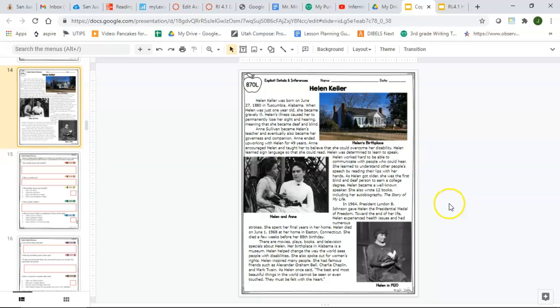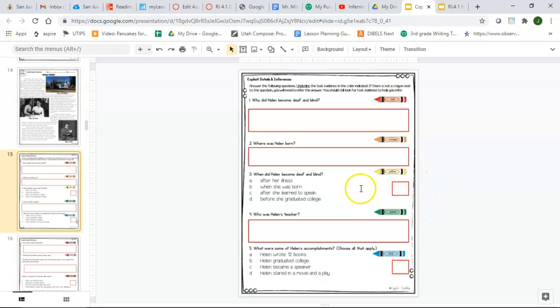So these are pictures of Helen when she was very young, and this is her tutor. And this is Helen when she's a little bit older. But she was blind and she could not hear. Okay? So after you read the story, and you want to read it a couple of times to make sure you understand it, then you come to answer the questions.